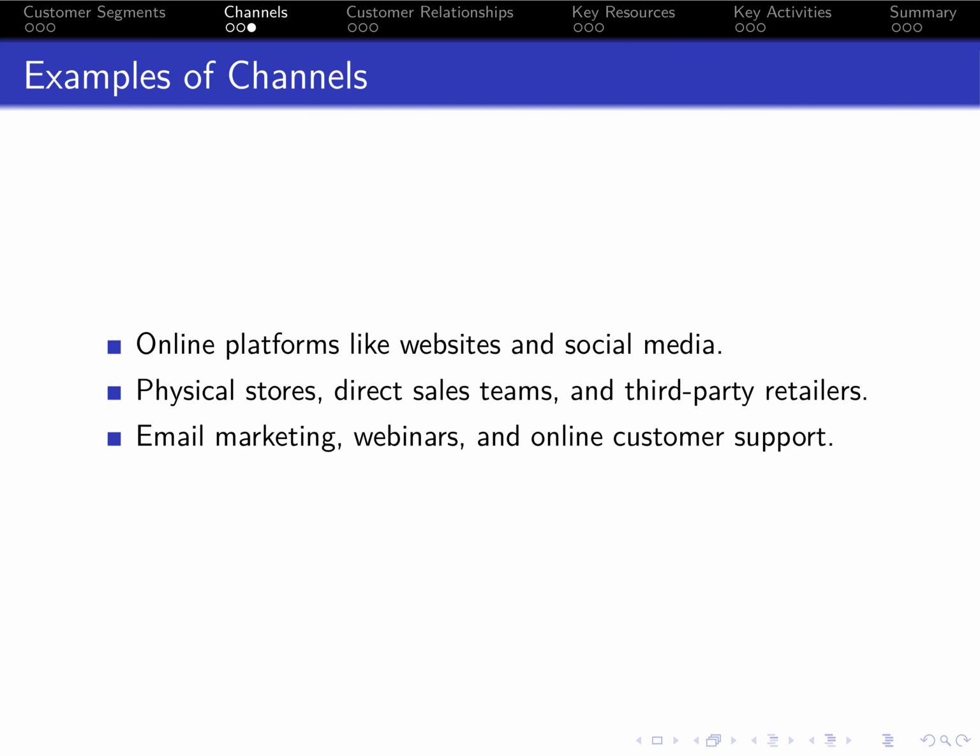Having a physical store allows customers to physically engage with products, fostering trust and loyalty. Additionally, email marketing, webinars, and online customer support are valuable tools for communication and providing information. Email campaigns can be personalized for specific customer segments. Webinars educate customers about products, and online support enhances the customer experience by addressing concerns in real time. These examples highlight the diverse channels available for businesses to connect with their audience and drive growth.